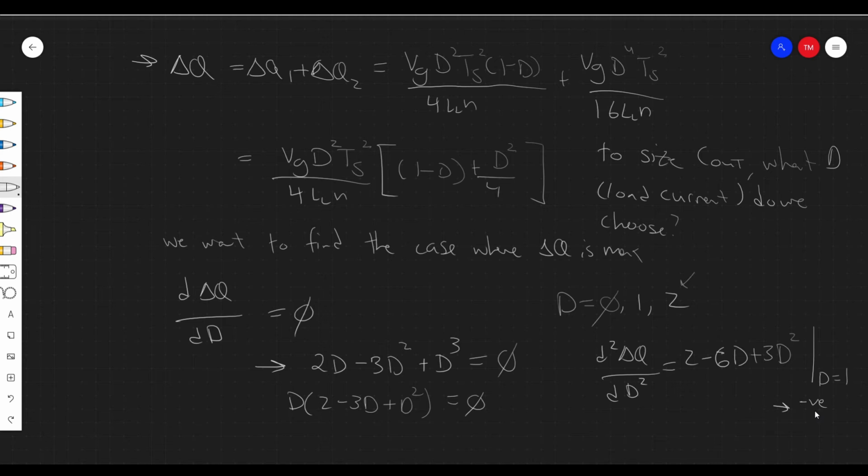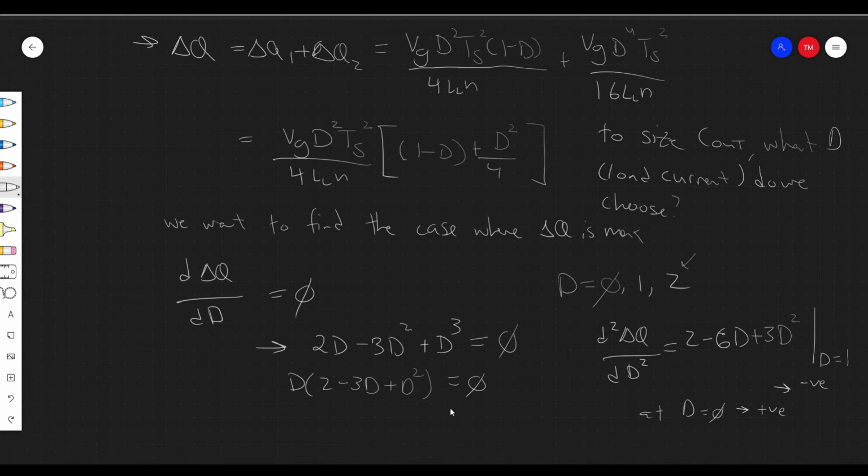At D equals 1, which means that it is a max. At D equals 0, if we evaluate this at D equals 0, it's actually positive, right? Which means it's a min. This means that the worst case, the largest Q, is going to happen when D is maximum, at our maximum power. And that kind of makes sense.